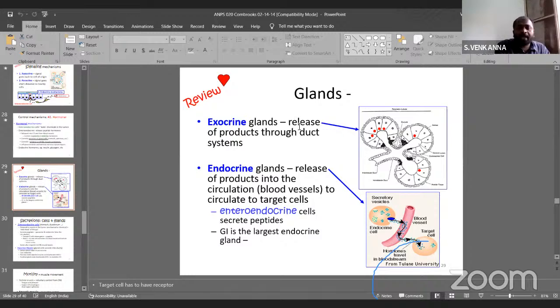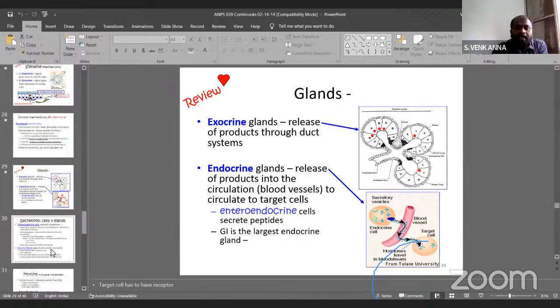The exocrine glands release their product into the duct systems. So this is the duct system of glands. The endocrine glands release their product into the circulation, the blood vessels, to circulate to the target cells. So this is the endocrine. This is the exocrine. Exocrine means the outer surface. Endocrine is the internal way. So this is the internal circulation. Then enteroendocrine cells secrete peptide hormones. The gastrointestinal tract is the largest endocrine gland.